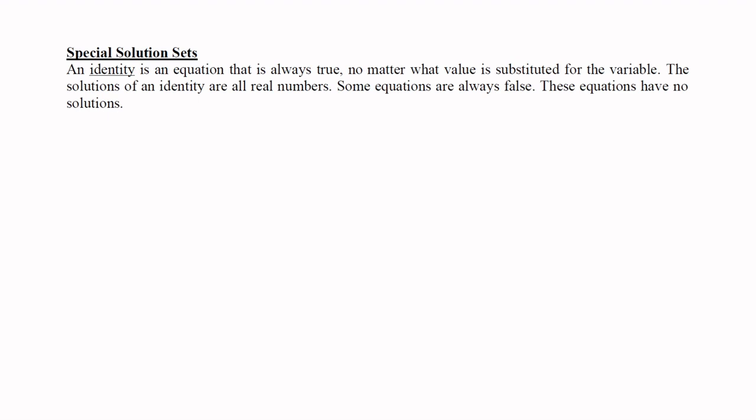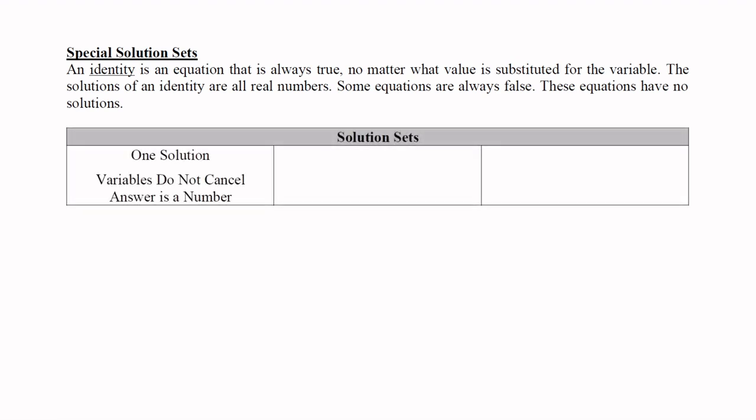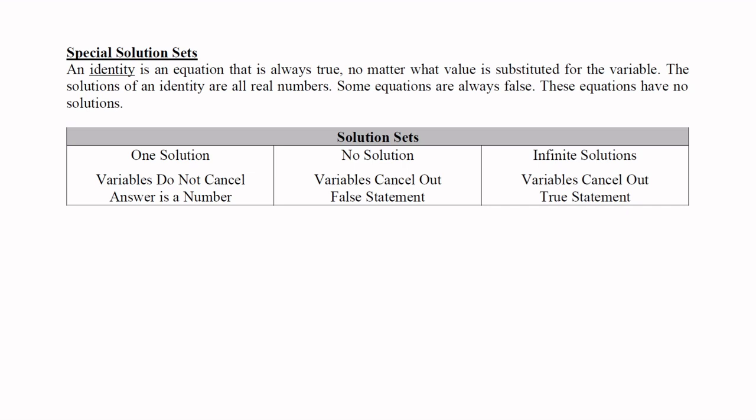Some equations are always false. These equations have no solutions. So for solution sets, the ones that we've done so far have had one solution. You get some number equal to that variable. In this case, the variables do not cancel, and your answer is a number. You have no solution when the variables cancel out. If the variables cancel out, you're going to get some number equals some number. And if the two numbers are not the same, then you have a false statement and you have no solution. But if the variables cancel out and the two numbers are equal to each other, then you have a true statement and you have infinite solutions.